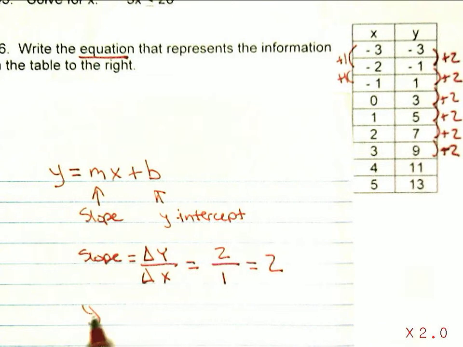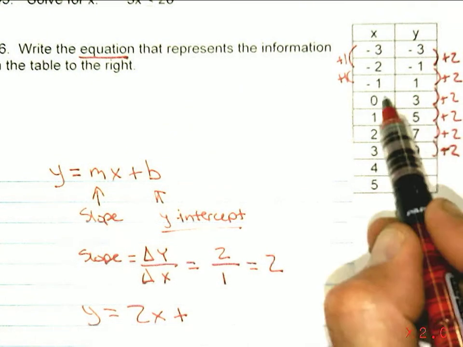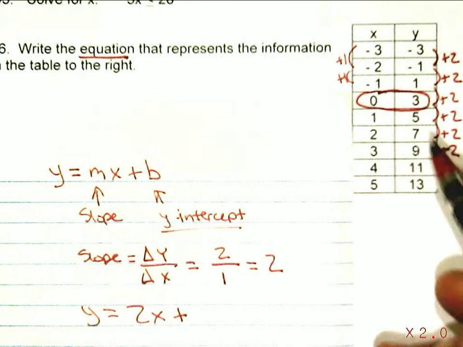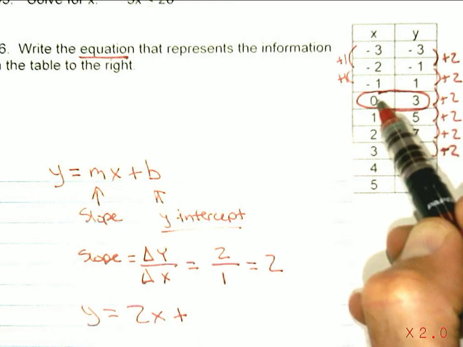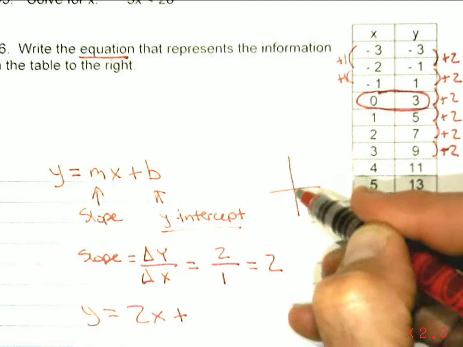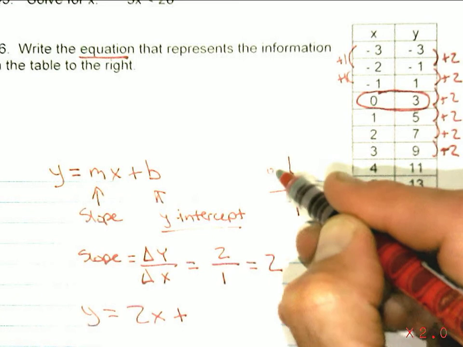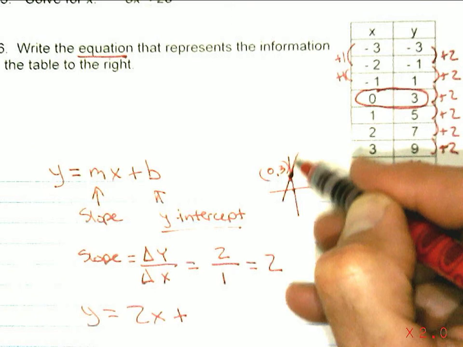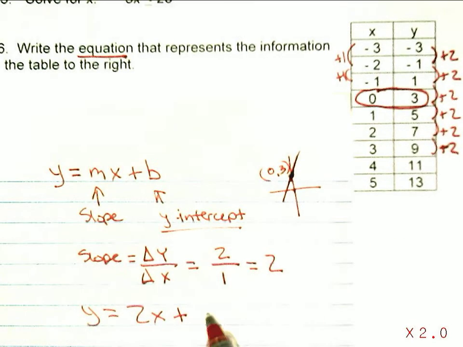Y equals 2x plus the y-intercept. And the y-intercept is the point on the graph where x is equal to 0. So there's the y-intercept. That's one way to find the y-intercept, the point on the graph where x is 0. If I were to actually graph this, where x is 0, y is 3, so that point (0, 3) is the y-intercept, and this is going up by 2. So I can actually sketch the graph. It goes up 2 and it crosses the y-axis at 3, and so I know it's 2x plus 3.